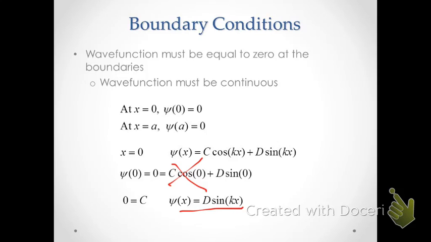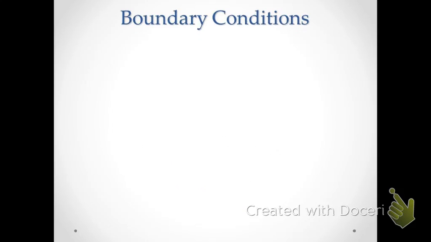Again, this is important. The boundary conditions require that the coefficient c be equal to 0, so the cosine term disappears from the wave function, and we're just left with the sine term. All right, now we're going to look at the position x equals a. Again, psi has to be 0 at this position, so we take x equals a and plug it into our wave function, so that we have the wave function being equal to d sine ka.